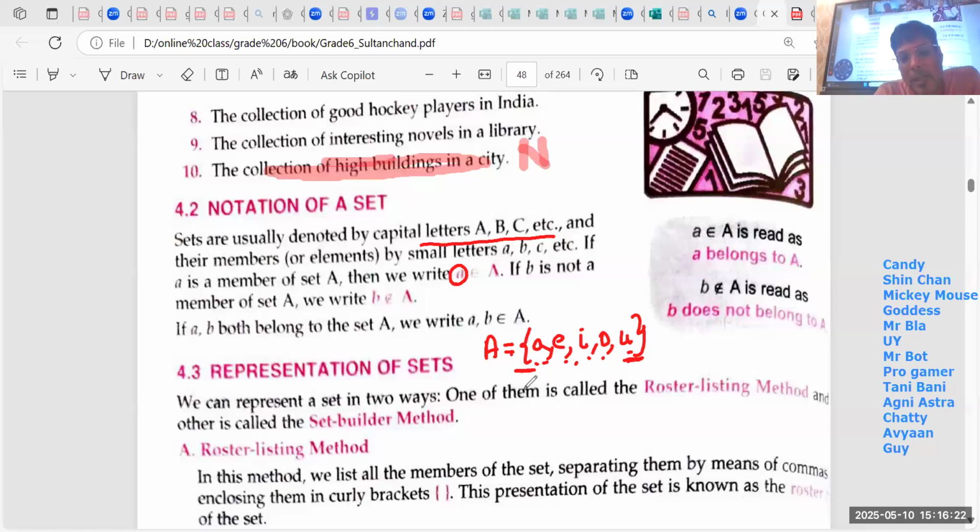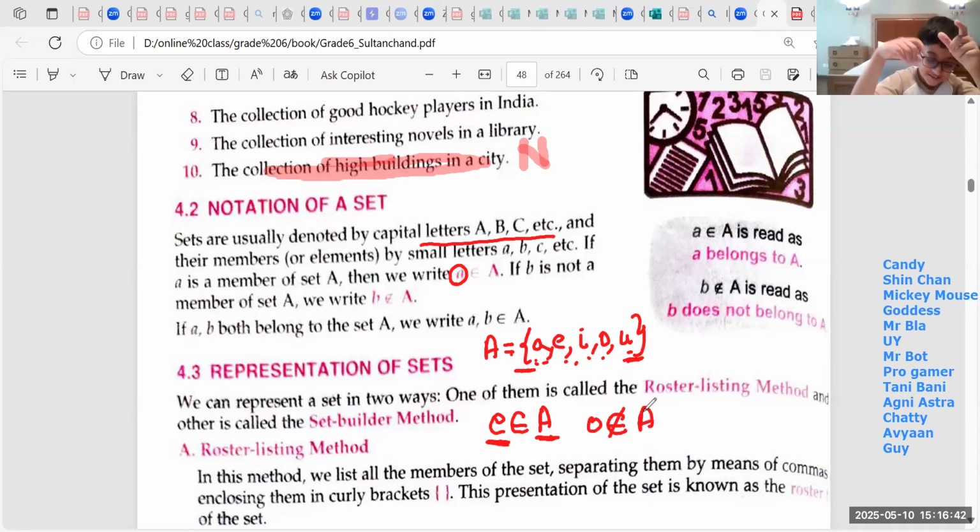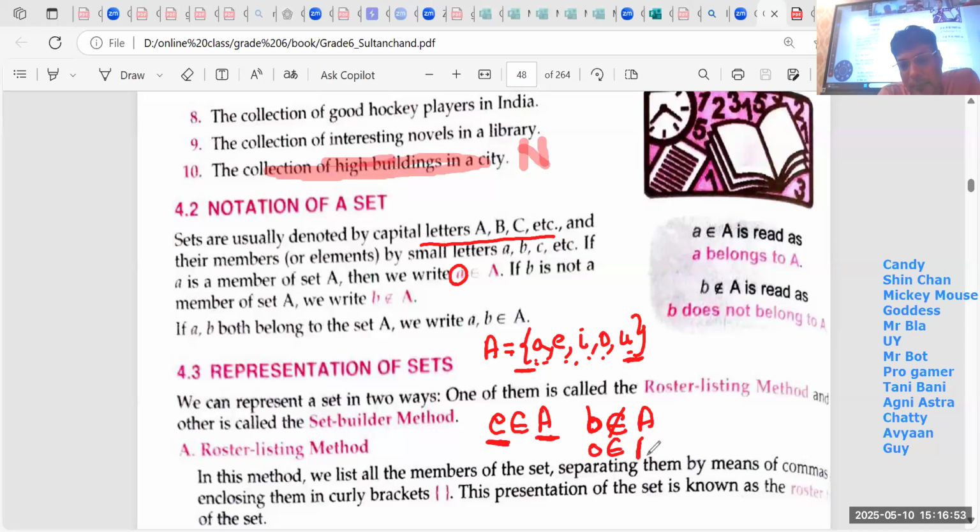So I can write it like this: e belongs to A, which means the element e is in the set A. And if o were not in set A, I could write o does not belong to set A. Understood, guys? But o is also a member; this was just an example. I can write b does not belong to set A, and o belongs to set A.